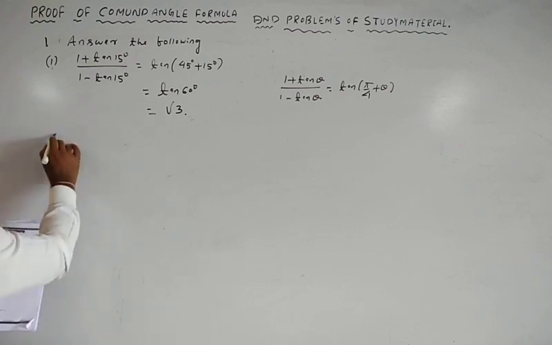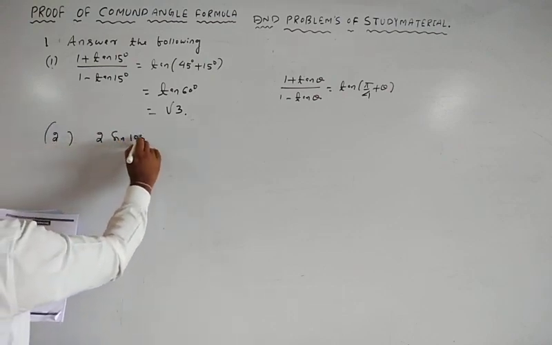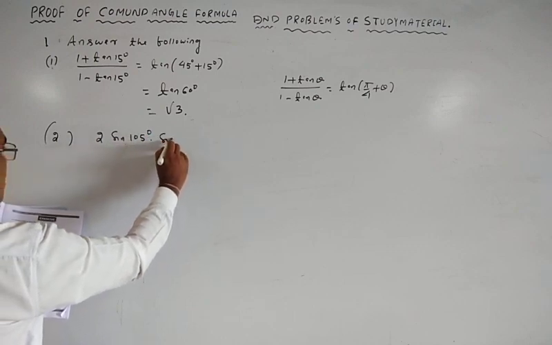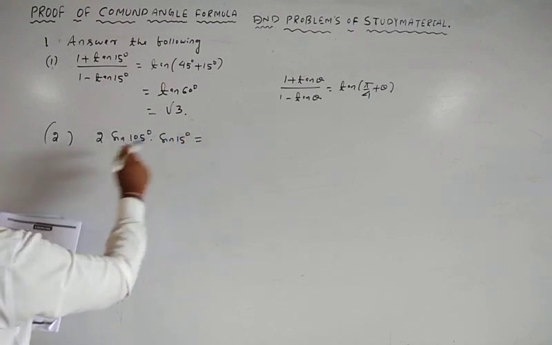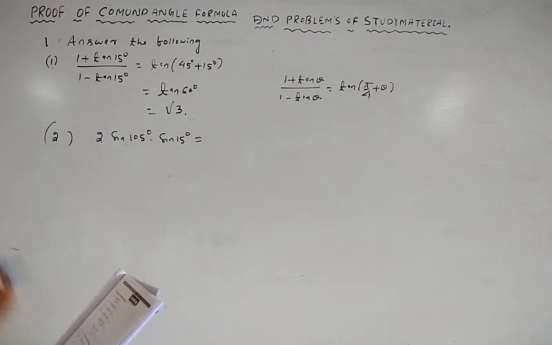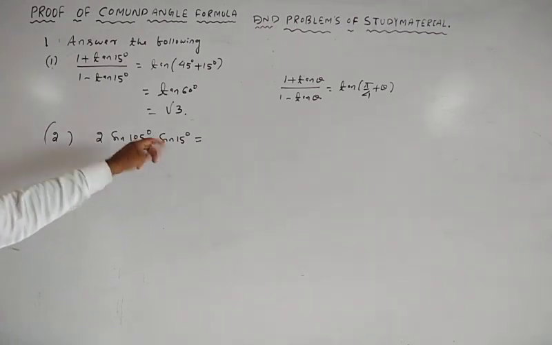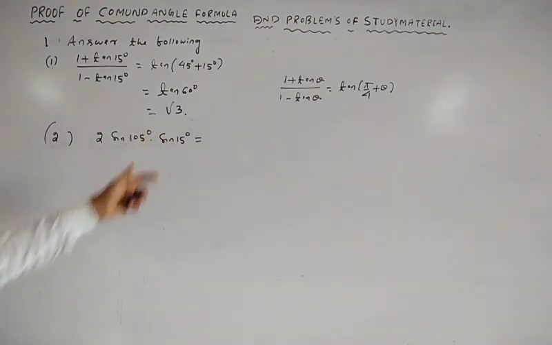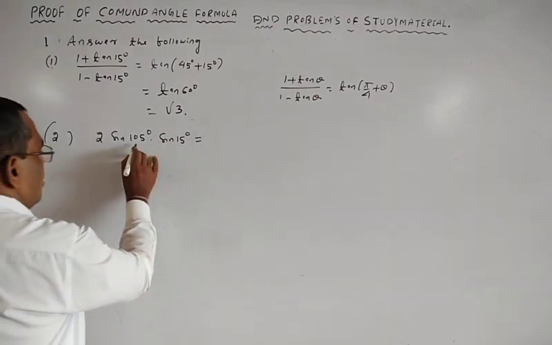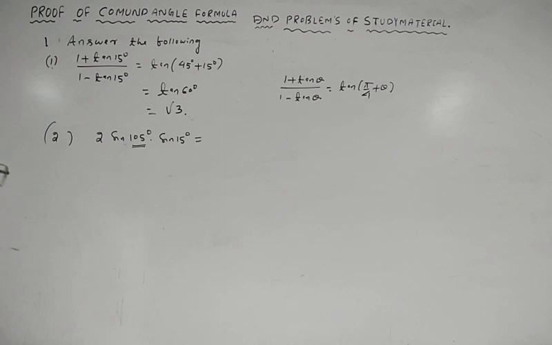Next number: 2 sin 105 into sin 15 degree. You can apply 2 sin A sin B, which means cos(A minus B) minus cos(A plus B), or you can write it another way also. 105 means you have to express it as 90 plus 15.